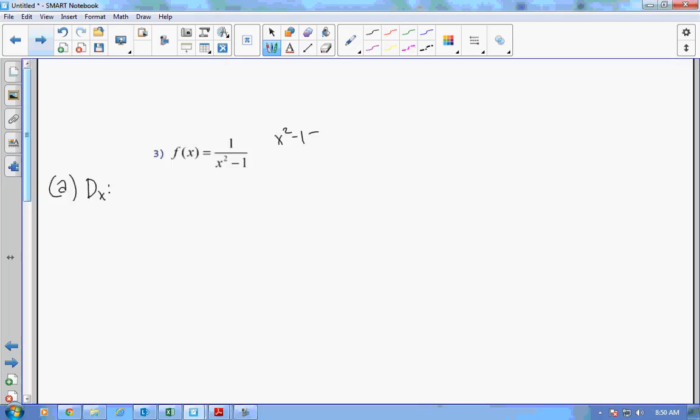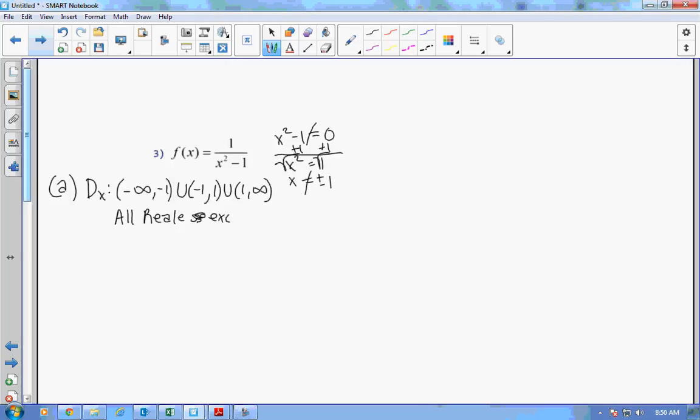So x squared minus 1 equaling 0. If we add 1, x squared equals 1. When you take the square root, x can't be plus and minus 1. Those are restricted values. So domain would then be negative infinity to negative 1 union negative 1 to positive 1 union 1 to infinity. What's a simpler way to write that? All real numbers except x equals plus or minus 1. Yep. You can say all reals, except x can't equal plus or minus 1. That's actually about the same length, isn't it?